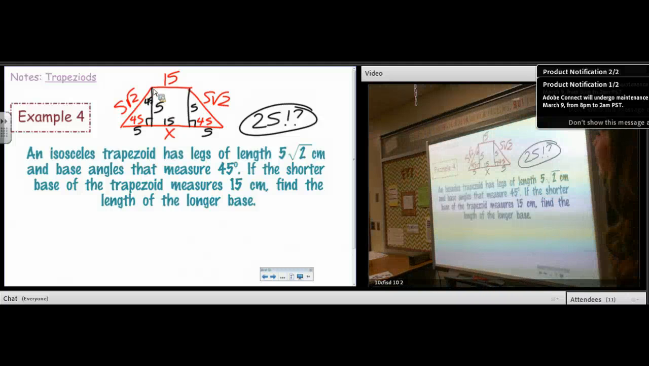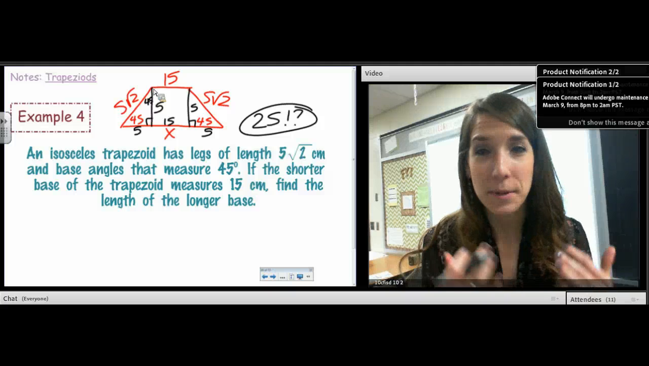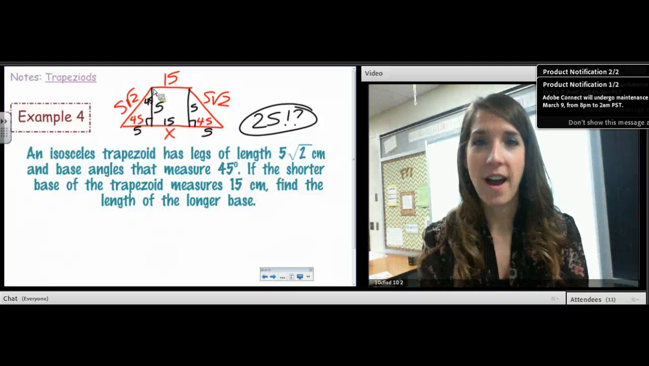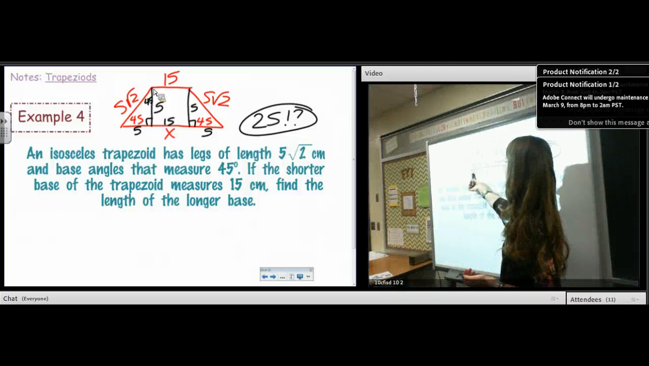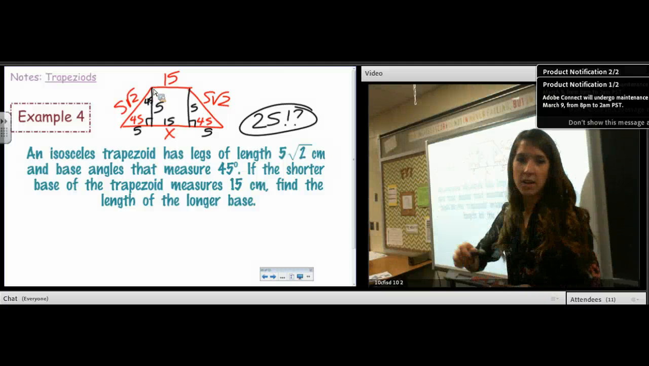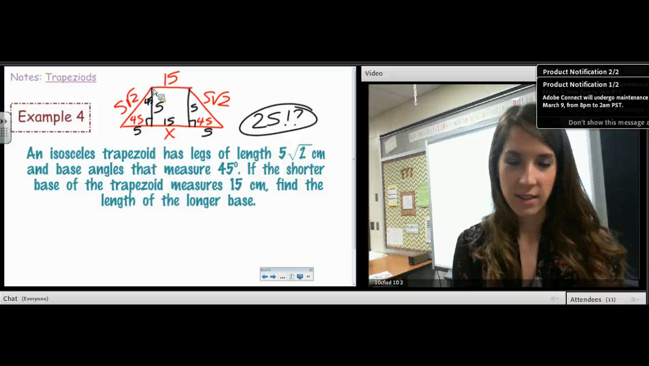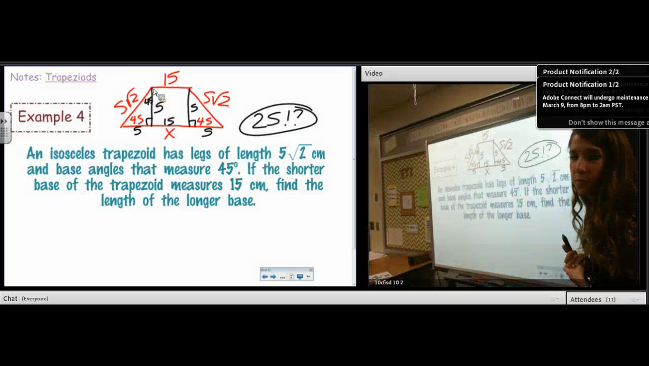Okay, that was a lot. Is that okay? So the nice thing was that I gave you a hypotenuse that was already 5 root 2. So that was really easy. 45, 45, 90. 5, 5, 5 root 2. And then we bring the 15 straight down. So we've got 5 here, and 15 here for a total of 25. I was nice when I gave you a hypotenuse of 5 root 2.